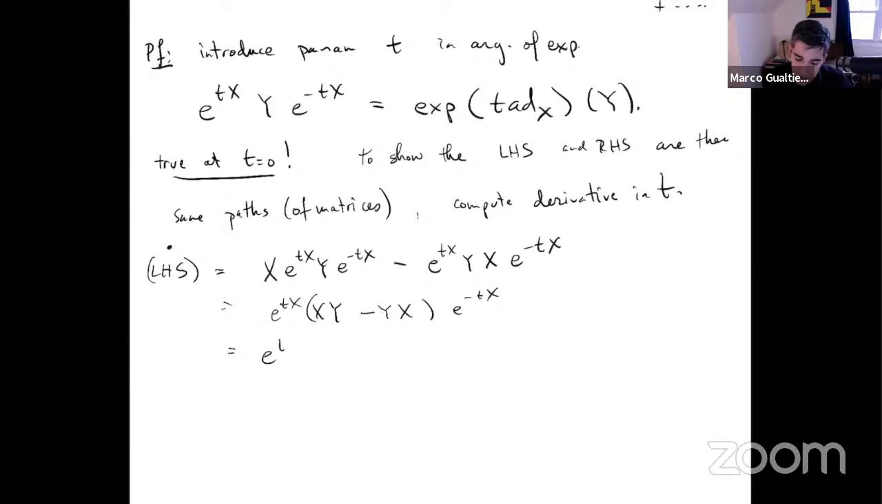And therefore, I see that I get an e to the tx commutator e to the minus tx. And this is the ad of tx, the ad of e to the tx on the commutator xy.